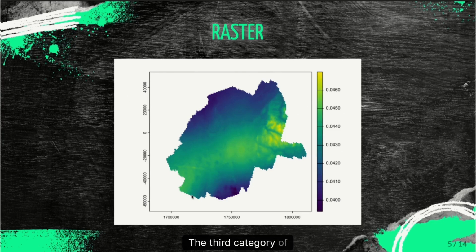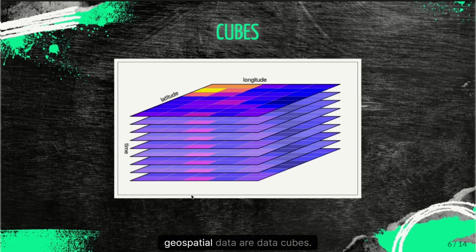The third category of geospatial data is data cubes. Data cubes are multidimensional data structures that store spatiotemporal information. This is useful for managing or analyzing large-scale geospatial data over time. So here, instead of having only one layer in a raster, we have many layers, and those layers represent different time steps. Climate models and hyperspectral or soil moisture data can also be represented by data cubes.